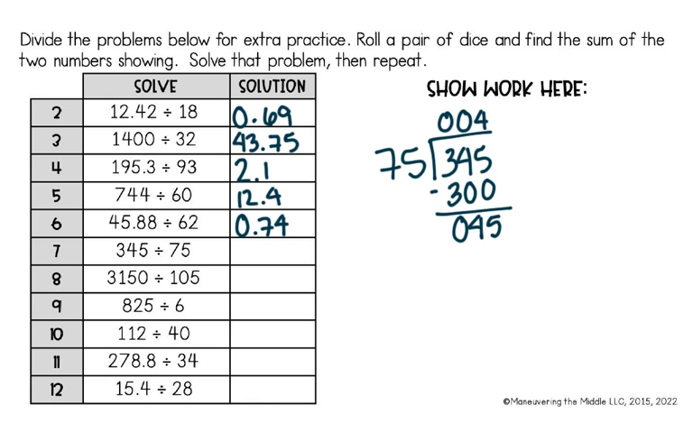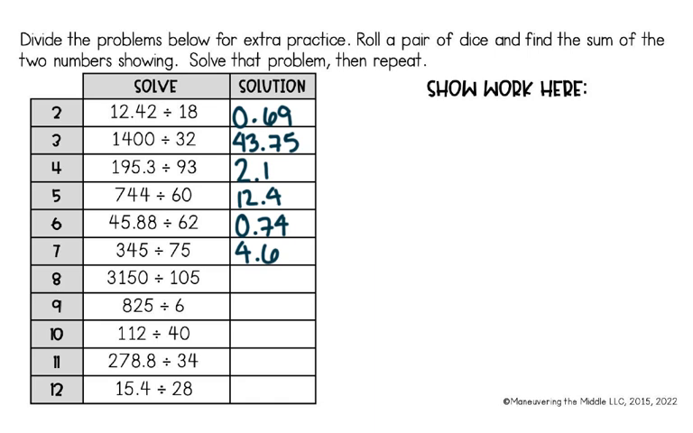Again, we have that remainder, so I'm going to go up here and add my decimal. Bring my decimal up to my quotient. I'm also going to extend the bar, put a 0, bring it down. Now we have 450. And 75 can go into 450 6 times. 6 times 75 is 450. Go ahead, subtract. We get 0. So our answer is 4.6.